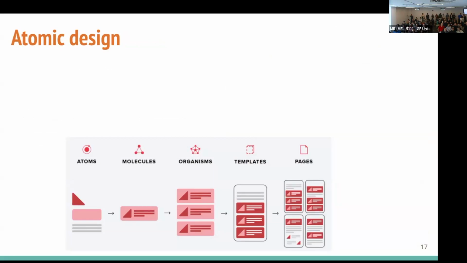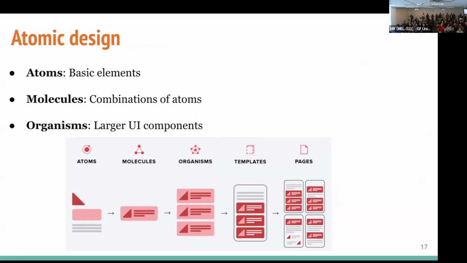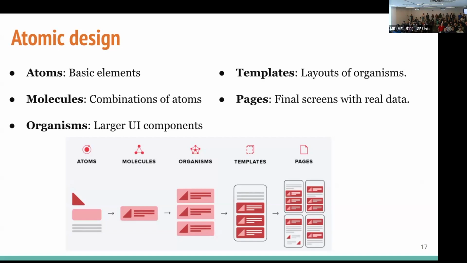So atomic design is basically breaking down your UI and your screen into the smallest components. Your button and your text are like your atoms. And when you combine them, you have your molecules. When you have an image and a description to it, that's a molecule. And when you have a list of these molecules, that can be your organism.